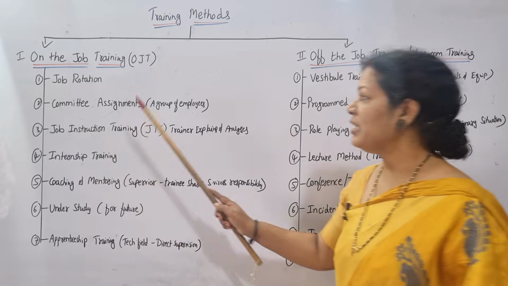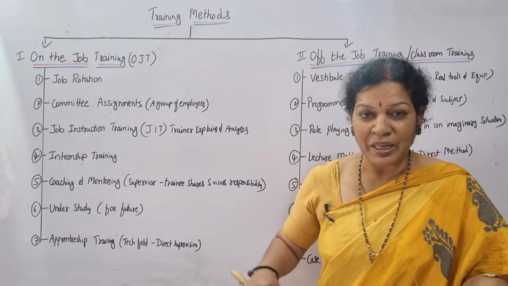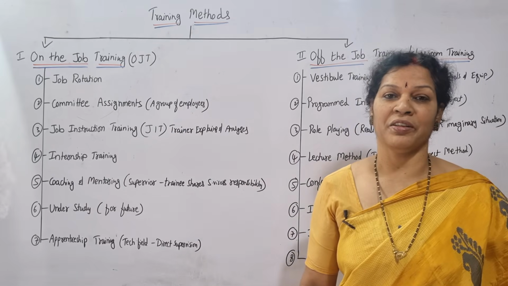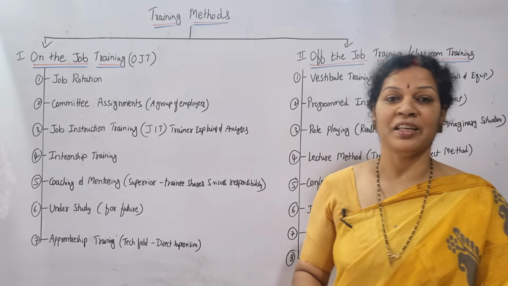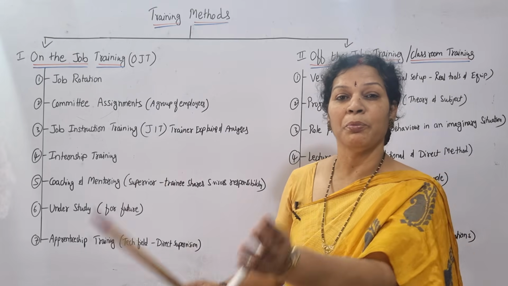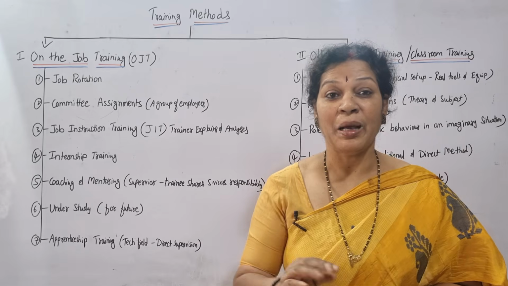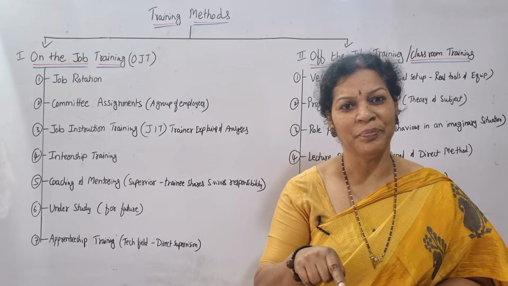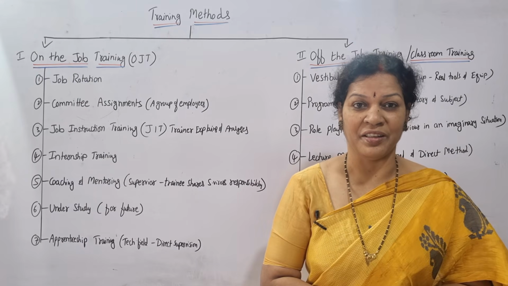The second one is committee assignments. A committee is formed, which is a group of employees. They are given some task and they are given training as a group. This is going to create more interest in the trainees. The trainer's job is easy, and the trainee gets some interest because they are learning in a group. Independent training is different.